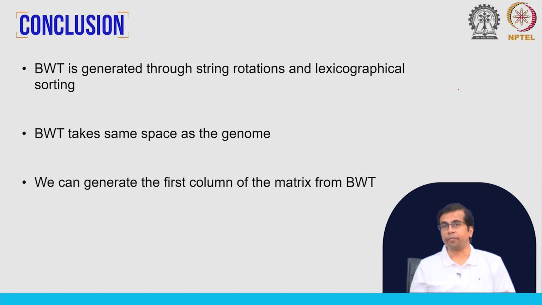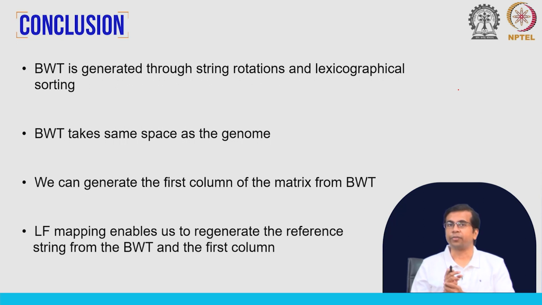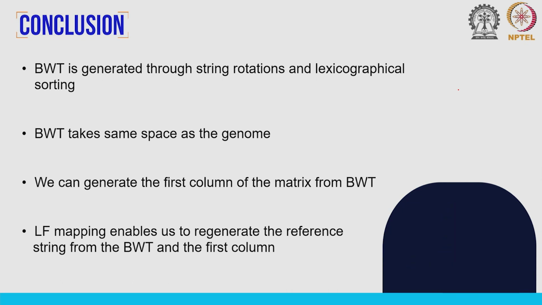And this Burrows-Wheeler transform actually has very interesting properties. One is that we can generate the first column of the matrix from the BWT. If you take the BWT, you can simply sort it lexicographically, and that will give the first column. And we have seen a property called last-first mapping, and utilizing this BWT with the first column and the LF mapping, we can generate the reference sequence. So, we will keep this in mind, and in the next class we will see how we can utilize this BWT, the LF mapping, etc., to actually map reads against the reference sequence in an efficient manner.